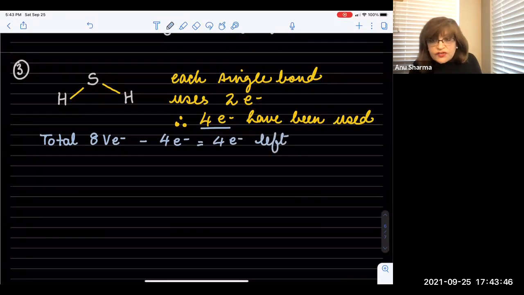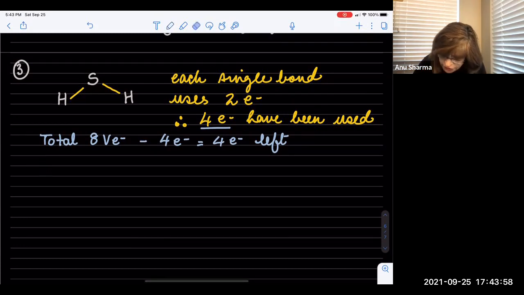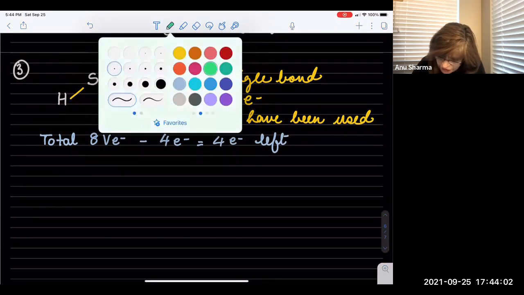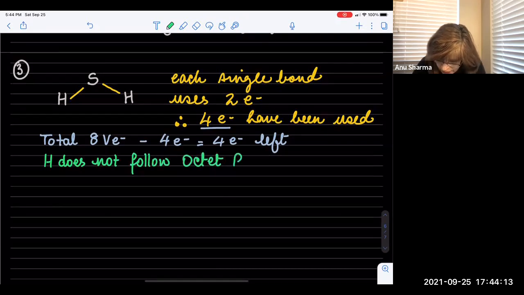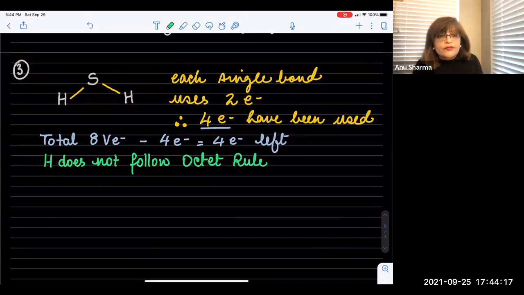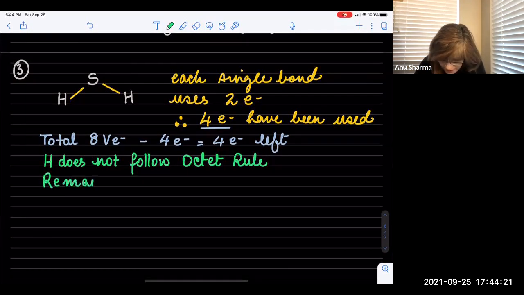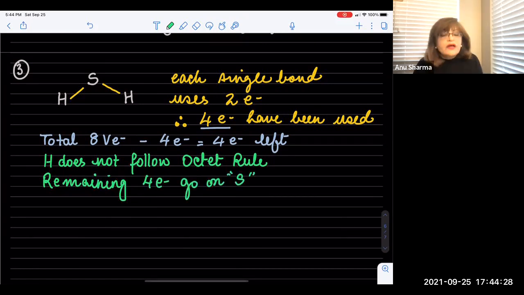So the rule says to fill the remaining electrons on the outer atoms to fill the octet, but we are not going to do that because hydrogen does not follow the octet rule. So keep this in mind that hydrogen does not follow the octet rule. So when hydrogen doesn't follow the octet rule, then what will you do? The remaining four electrons go on sulfur. Okay, because sulfur can follow and sulfur can defy. So it's flexible. So the remaining four electrons are here, like that.